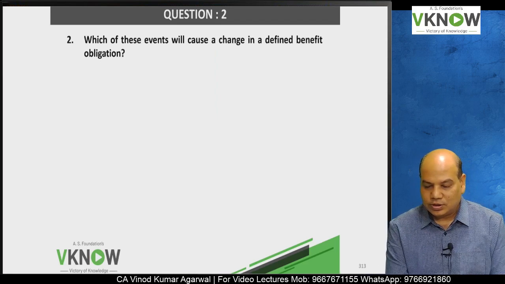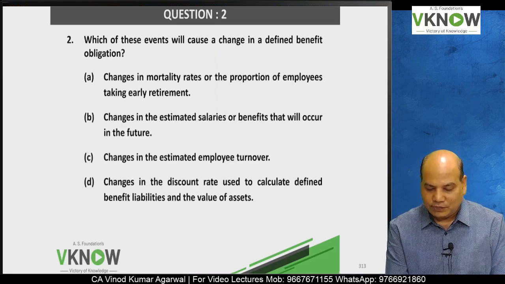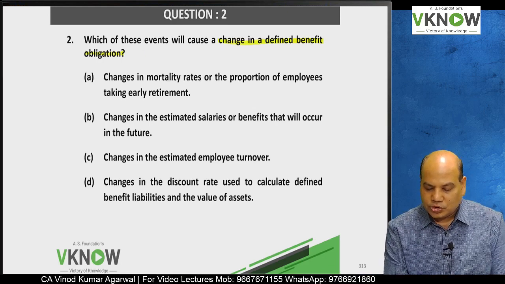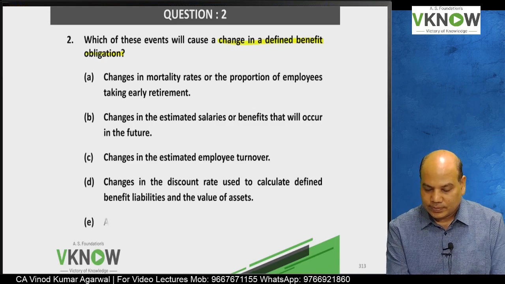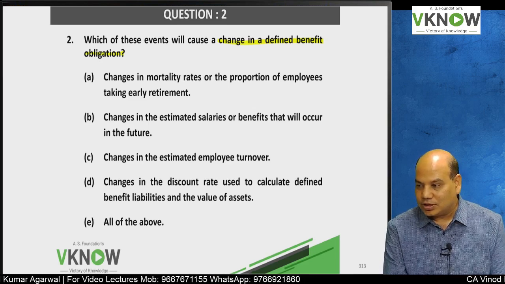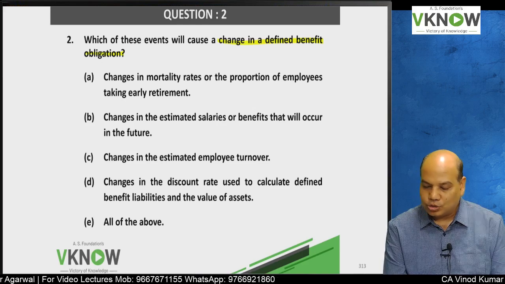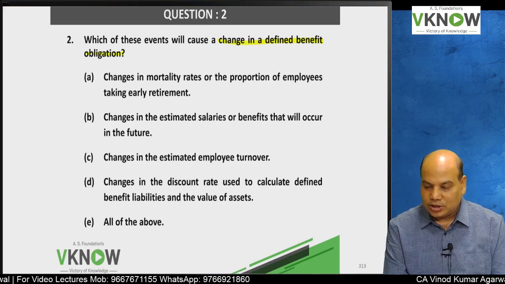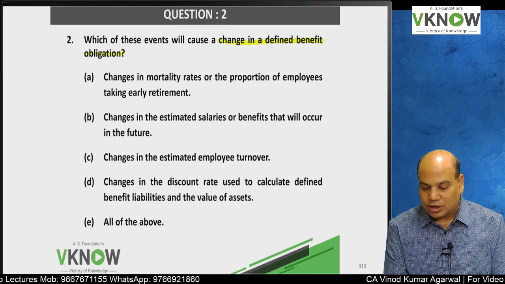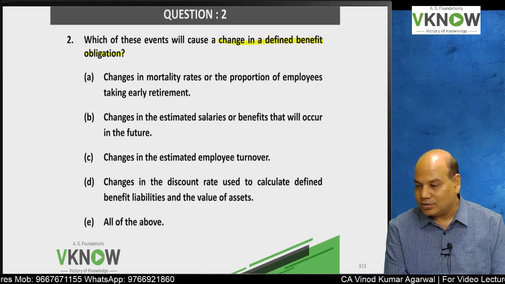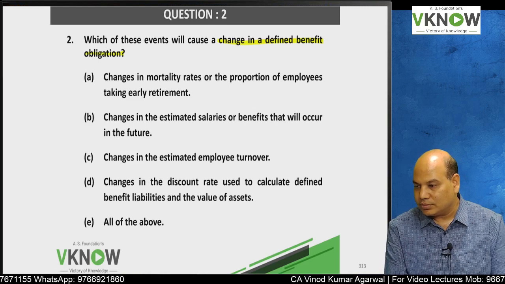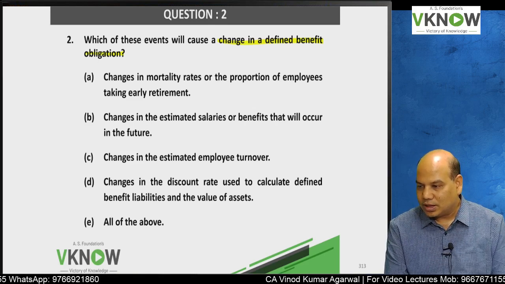Which of these events will cause a change in the defined benefit obligation? Will cause a change in the DBO: change in the mortality rates or the proportion of employees taking early retirement, change in estimated salaries or benefits that will accrue in the future, change in the estimated employee turnover, change in the discount rate used to calculate defined benefit liabilities and the value of the assets. And the last option is all of the above. Which is the correct answer?